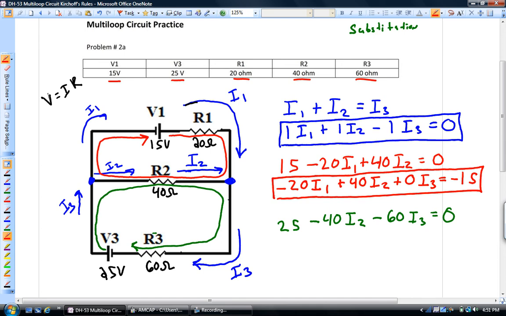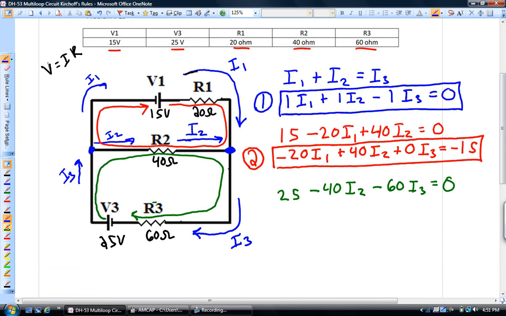And I'm going to give these a name while I'm thinking of it. We're going to call this equation 2, and the only reason I'm writing this is when we play our algebra games, we have something to refer to. I'm going to call this number 1, and then let's rearrange this third one in a similar way. Here there's no I1, but I'm going to explicitly write 0 I1 minus 40 I2 minus 60 I3, and I'm going to bring over this 25, which makes it negative 25.